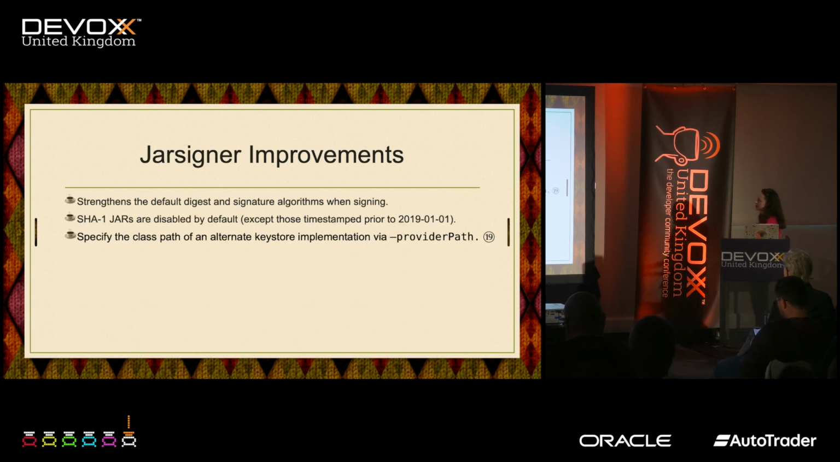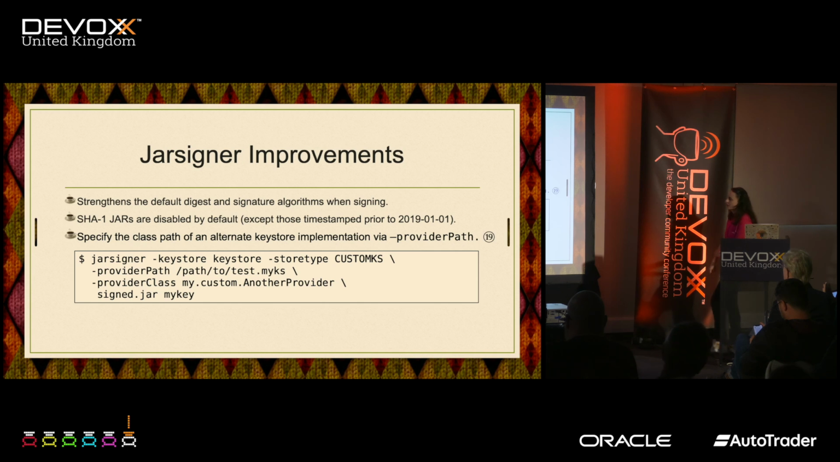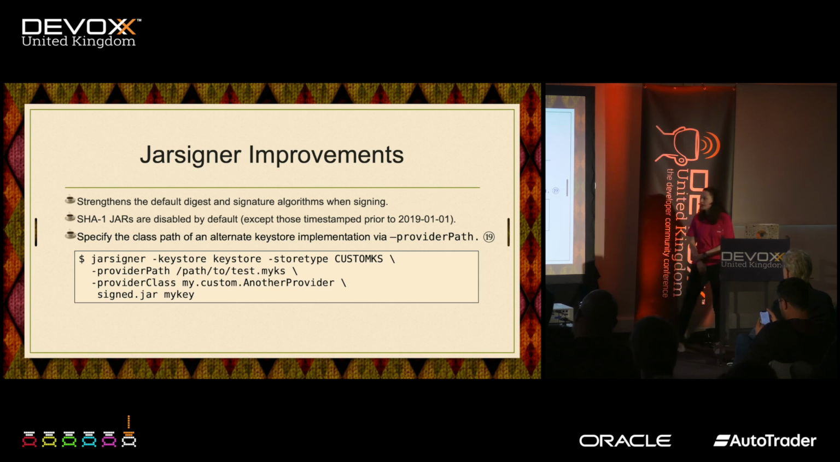Moreover, for jarsigner, we talked about the fact that if you're trying to sign a jar with SHA-1, that's going to be disabled by default, and the jar is going to be treated as unsigned. But some other improvements came to it as well. The default digest and signature algorithms are strengthened, and you can also specify now a class path for an alternate keystore implementation via -provider path. Like, for example, starting with JDK 19, you can run this command and also say your own provider path. I said there test MIHALCEANU, but you can give your own keystore as provider path for signing your jars.